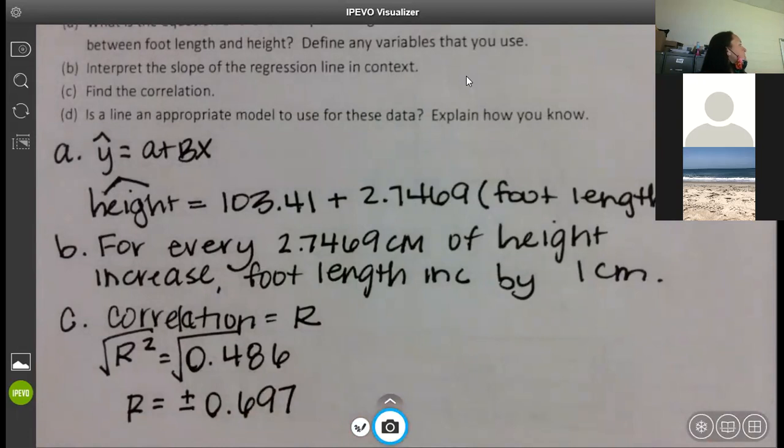What are we looking for? What's the R stand for? Your correlation, right? Can we have a positive correlation? Can we have a negative correlation? Yes. So both of those values are possible.